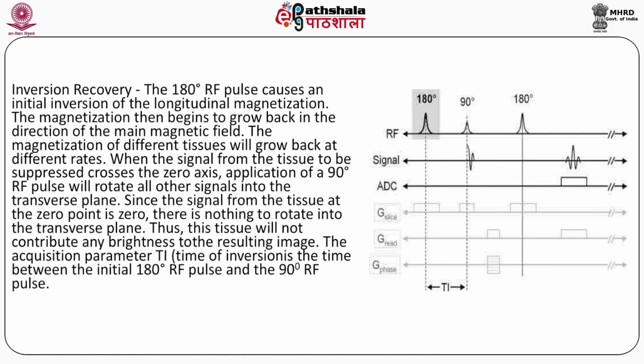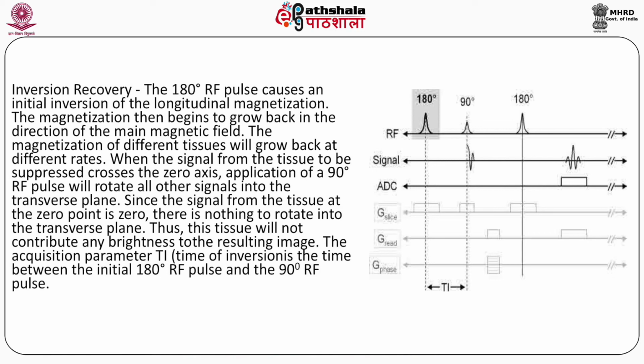Now another sequence is called the inversion recovery pulse sequence. As the name itself implies, we have two types of inversion recovery pulse sequence. One is called STIR, short tau inversion recovery, and the other is FLAIR, fluid attenuated inversion recovery pulse sequence. Herein, a 180 degree RF pulse causes an initial inversion of longitudinal magnetization.